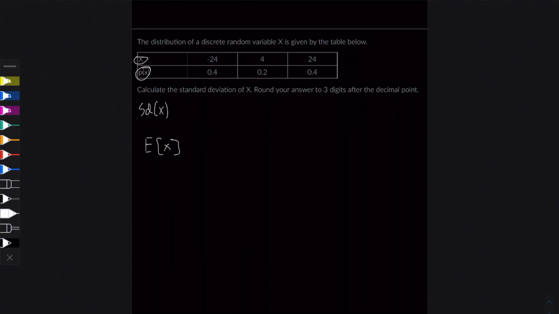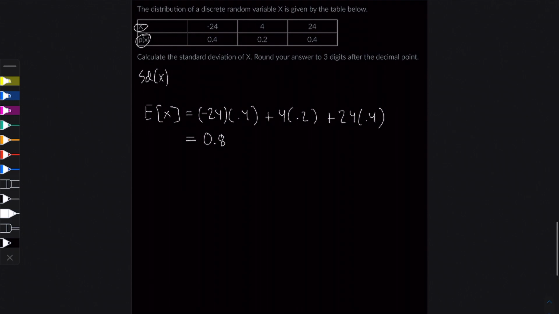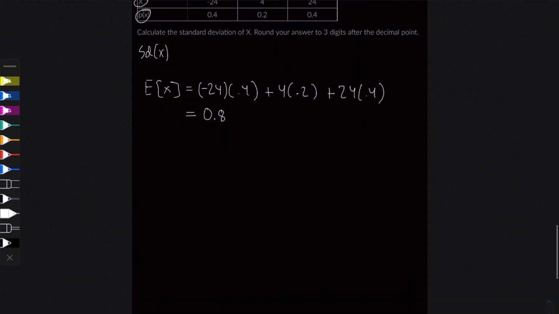So in order to do this, the first thing we need to find is the expected value of x. So let's do that. That would be negative 24 times 0.4 plus 4 times 0.2 plus 24 times 0.4, and this is going to come out to 0.8. And now once we have this, we need to find our variance, right? Because in order to find our standard deviation, which is the ultimate result of the problem, we first have to find our variance, and then we will take the square root of the variance to find the standard deviation.